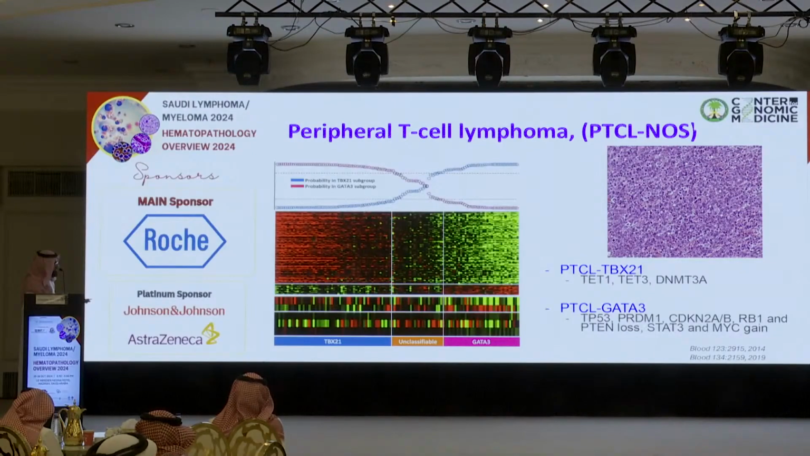The mutation profile is different. So TBX21 is associated with TET1, TET3, and DNMT3A. On the other hand, GATA3 is associated with TP53 and PTEN loss and CDKN2A/2B loss, RB1 mutation or deletion, gain of MYC. So all of this is bad. So this is why GATA3 has a worse prognosis in this regard.